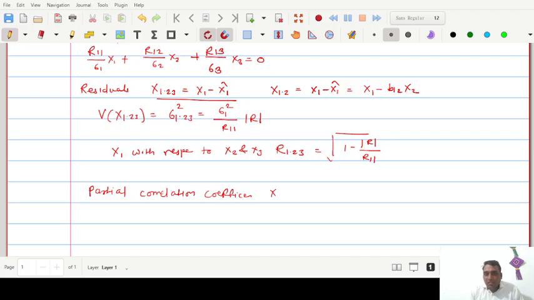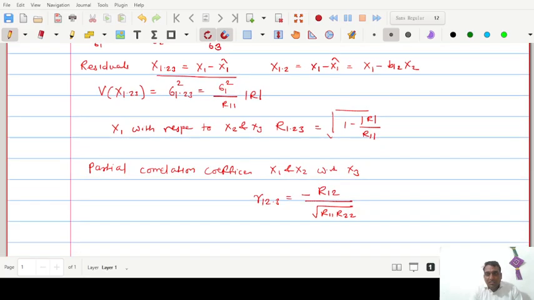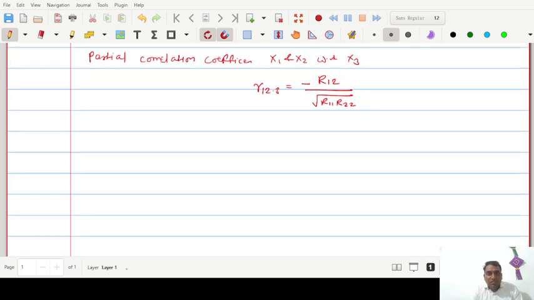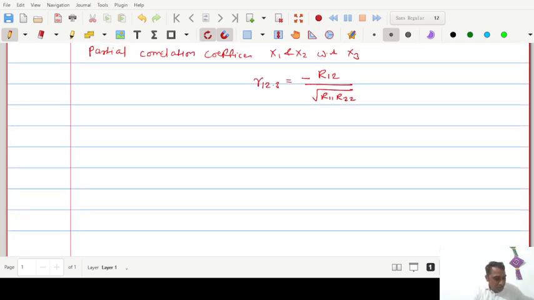The partial correlation coefficient of x1 and x2 with respect to x3 is denoted by r12.3, and the formula is minus r12 upon under root of R11 R22. These are the important terms we have seen in the previous lectures. So here we will see some problems related to partial correlation coefficient and multiple correlation coefficient.